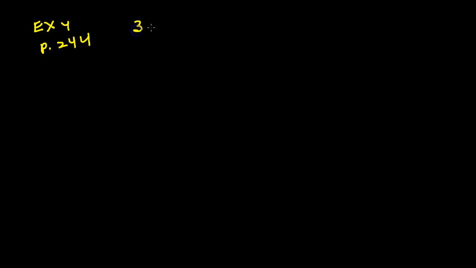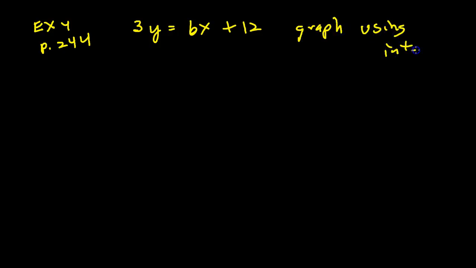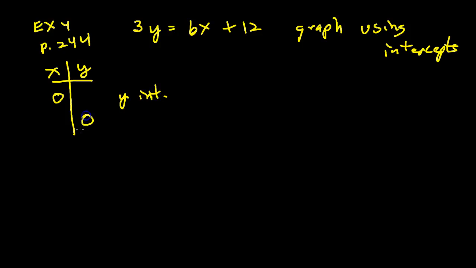This gives us the equation 3y equals 6x plus 12, and the book wants us to graph using intercepts. All right, that means there's only 2 intercepts here. So we're not going to be using 3 values, but intercepts tend to be easy to find. Well, not always, but most times. I'm going to want to let x be equal to 0 to solve for y. That'll give me the y-intercept. And if I let y be 0 and solve for x, that'll give me the x-intercept, right?